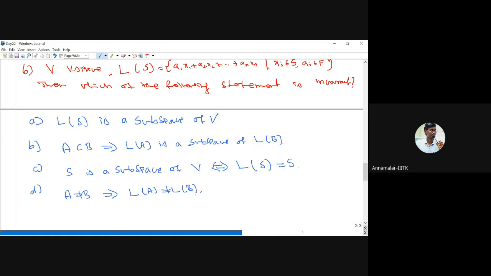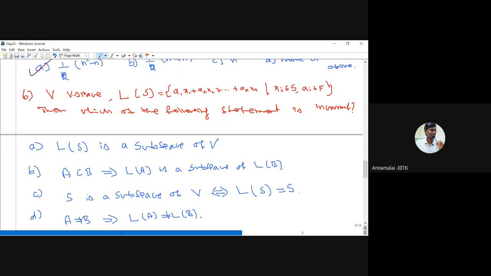Okay. Now, L of S, where S is any set in the vector space, is always a subspace. Why? Since these a's vary over the field F, if you take all the a's to be 0, we get 0 is a member of L of S. Therefore, the identity element is there. Again, if you add two linear combinations, we get a new linear combination of elements of S. Therefore, the sum is also there.